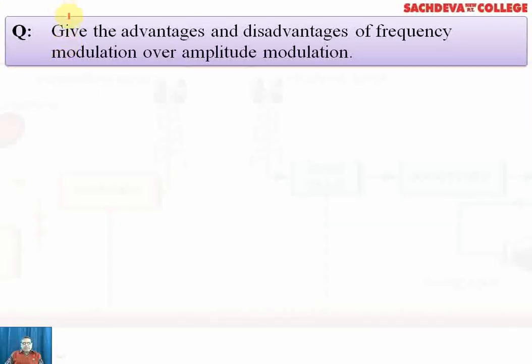Well, our question is the advantages and disadvantages of frequency modulation over amplitude modulation. Earlier we discussed modulation, amplitude modulation and frequency modulation. Now we have to go through the advantages and disadvantages of frequency modulation over amplitude modulation. Frequency modulation is superior as compared to amplitude modulation, because in amplitude modulation there are certain defects. However, it is also adopted in many cases, but frequency modulation is a priority.